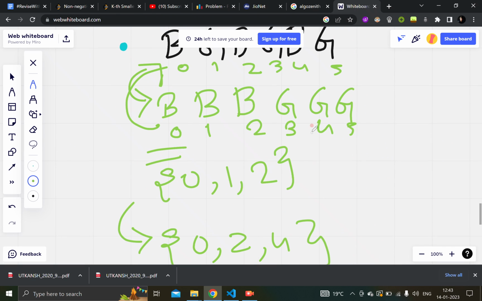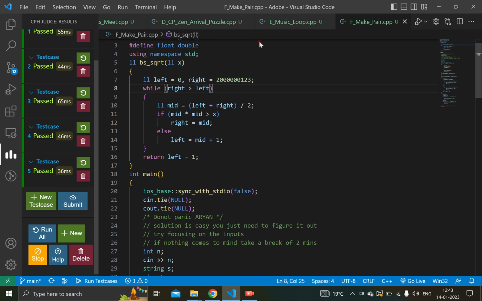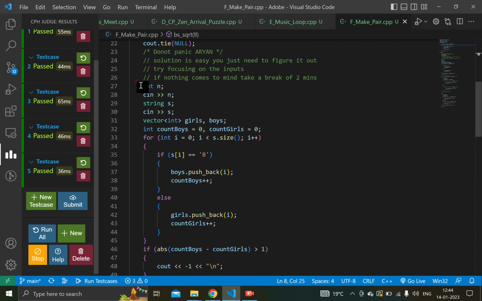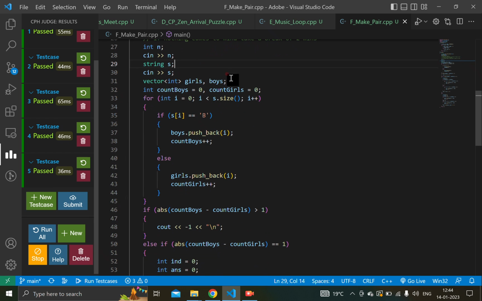So let me take you through the code. So yeah, here I have written the code. As I have explained, we will take the input: the length of the string, the number of candidates and number of students who are boys, and this is the string which shows the arrangement, whether it is boy boy girl girl girl boy boy boy boy girl girl girl. So it will store the string, right?